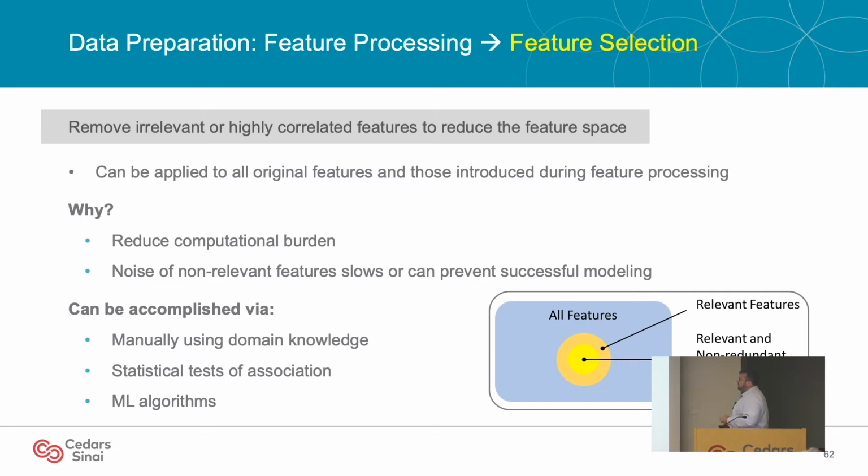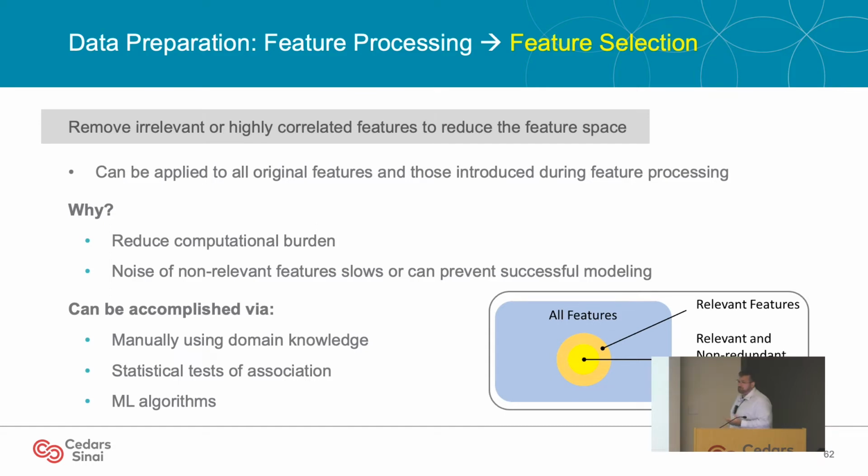You can apply feature selection to all of the original features in your data set, as well as those you've introduced during the other parts of feature processing. So if you used feature engineering or feature learning and you've added those new variables to your data set, feature selection is a good point where you might filter them out because they turned out not to be terribly useful.